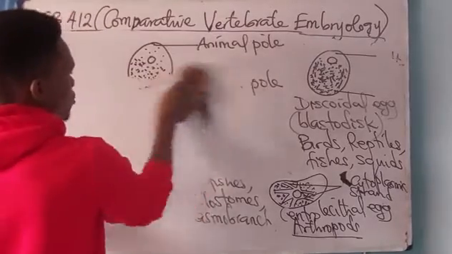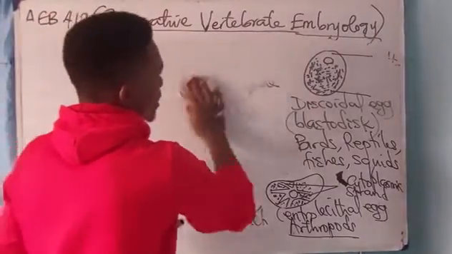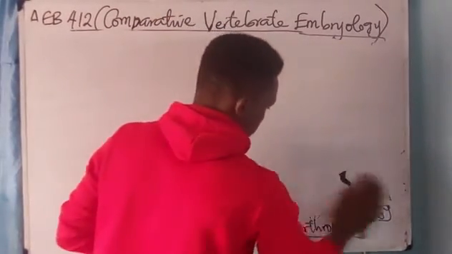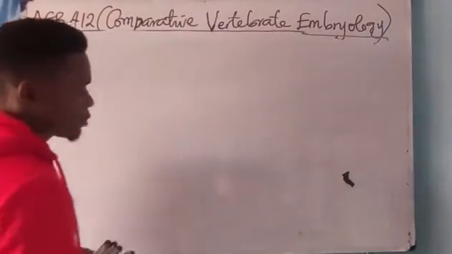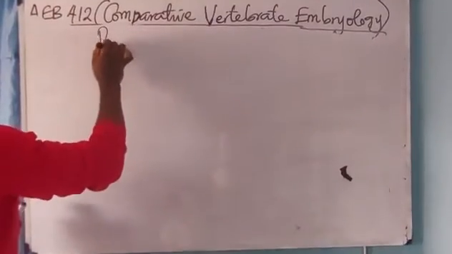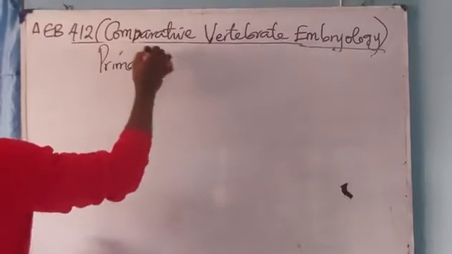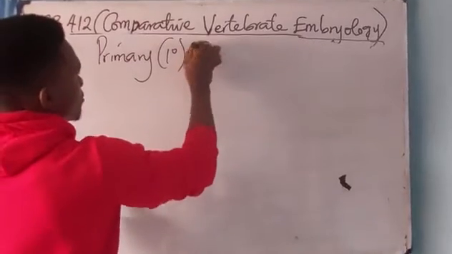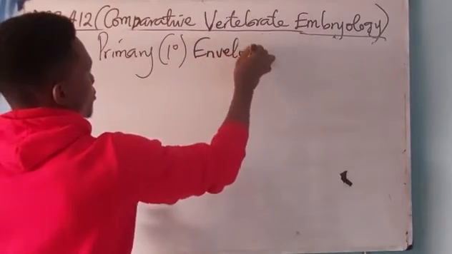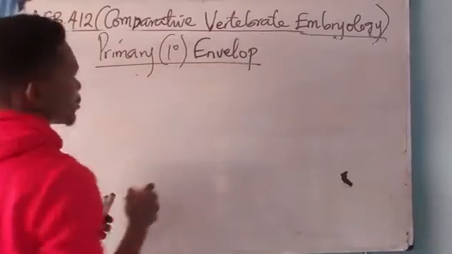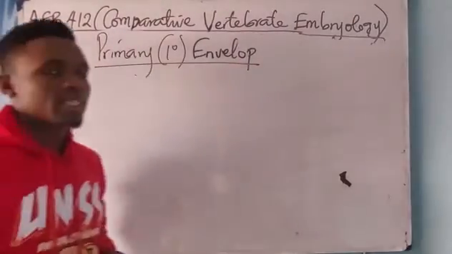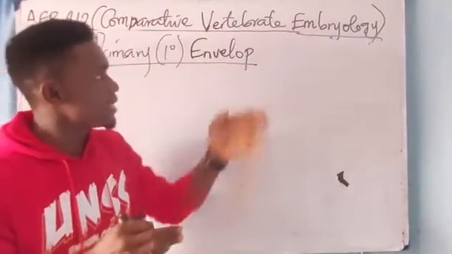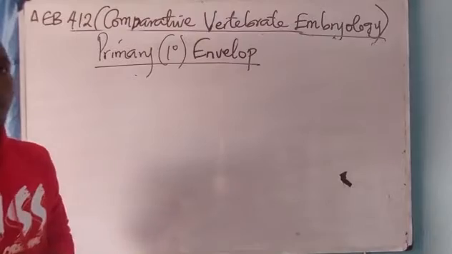The primary envelope is the type of envelope that develops in the ovary between the oocyte and the follicle. Now, this primary envelope, I said, is an envelope that develops inside the ovary between the follicle and the oocyte.